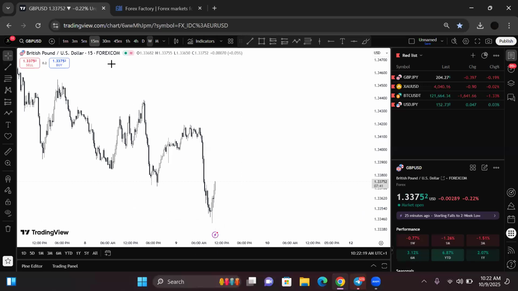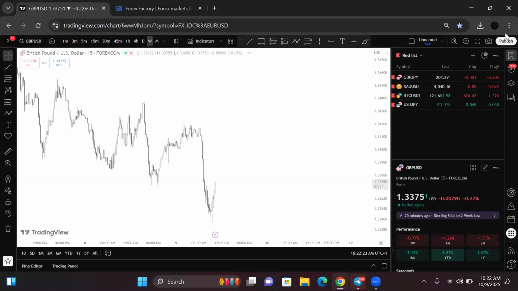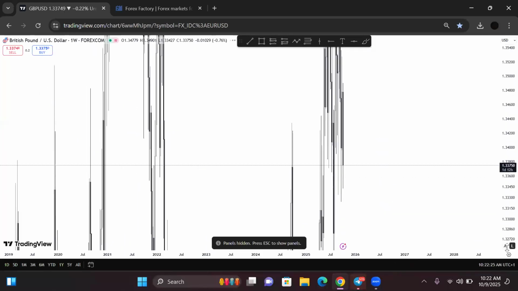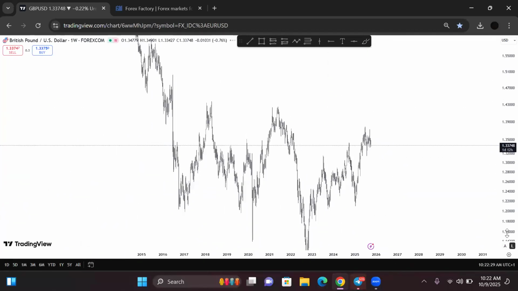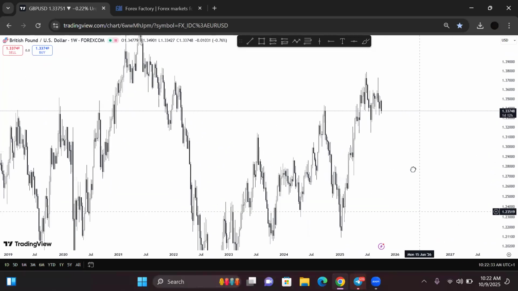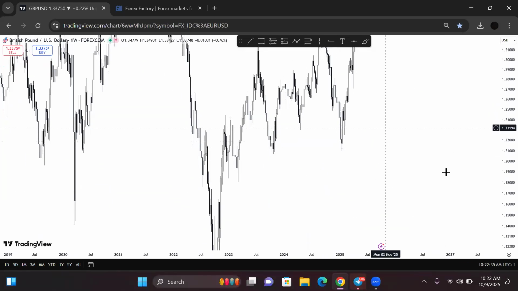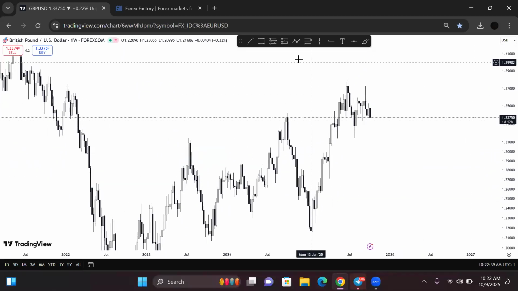All right, let's start from our weekly time frame to see everything we have. So what can we see? Okay, so GBP USD is obviously bullish. We had this break of structure here.